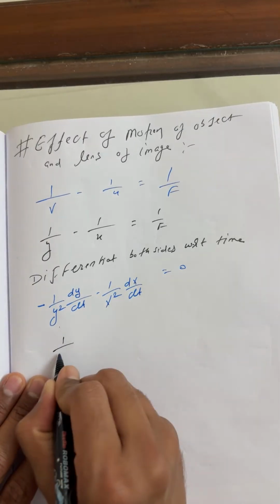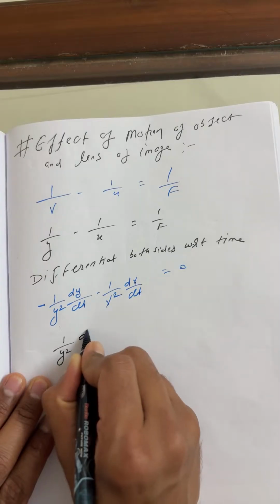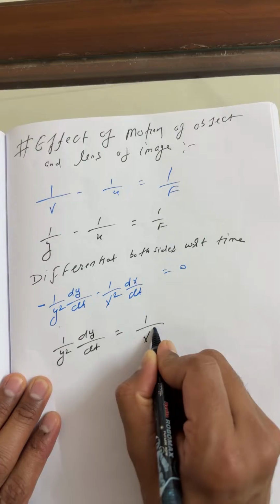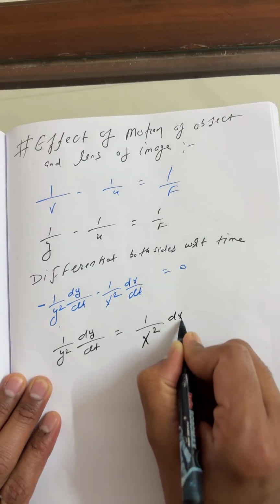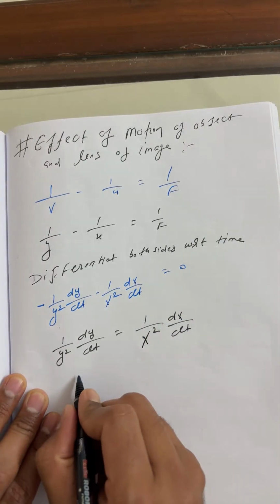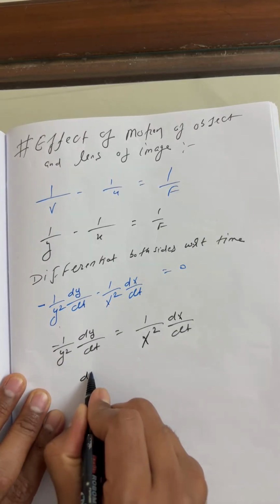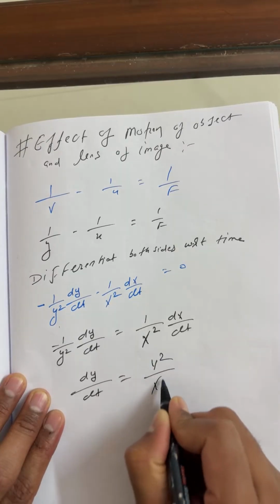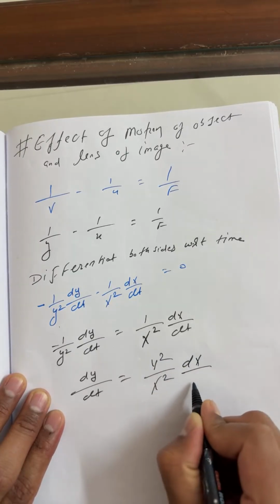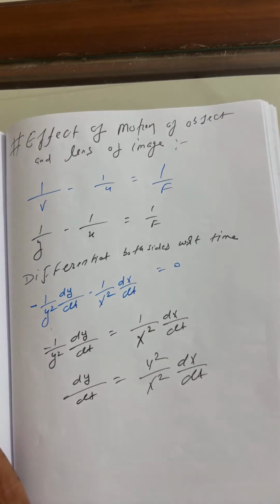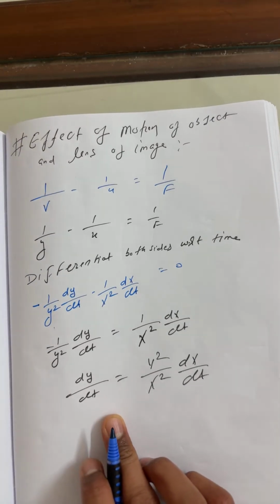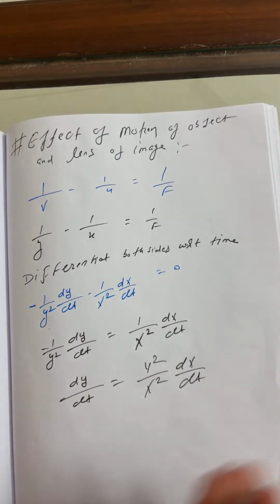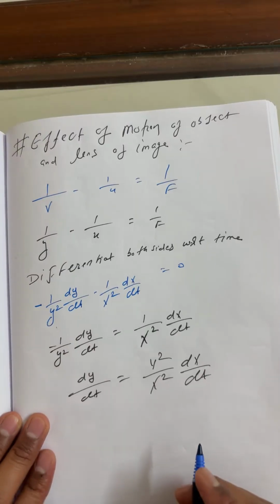So you can write 1 by a square da by dt is equal to minus 1 by x square dx by dt. So da by dt equals minus a square upon x square dx by dt. So everything we are doing is confined with respect to the motion of both of the things, right?